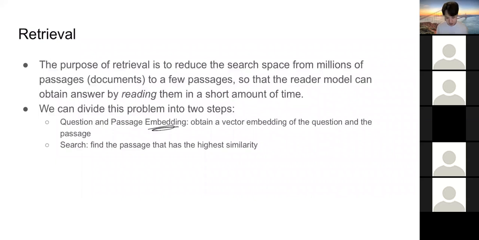And then after we obtain all the passage embeddings, and also the question embedding, which of course has to happen in real time every time the question comes in, then when all those embeddings are ready, we just perform the search and find the passage that has the highest similarity. And of course, how we define similarity is also an important question.